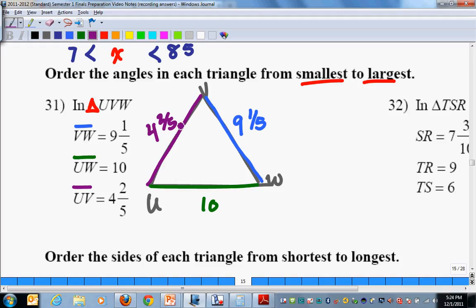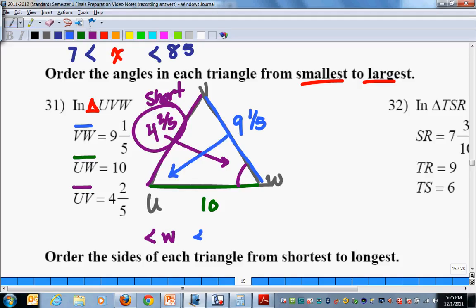Now we're going to order the angles, and the angles follow the order of the sides from least to greatest. So this is the shortest side. Shortest side is across the smallest angle. So our smallest angle is going to be angle W. And then our medium side is across from our medium angle, so it's angle U. And then our largest side is across our largest angle, which is angle V.